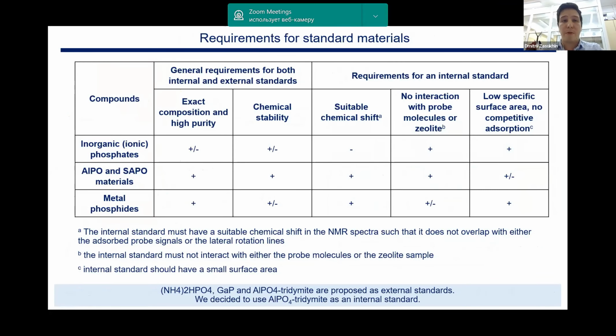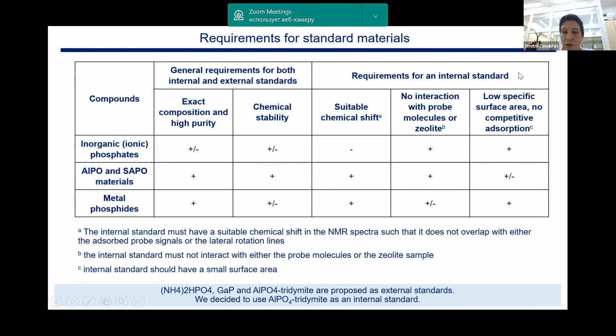To solve this problem, we first decided to use standards. As standard materials, we considered substances such as inorganic phosphates, AlPO and SAPO materials, and metal phosphides. We decided to independently use two versions of standard, external and internal. The external standard has very simple and general requirements: its stability and established composition, which means a known molecular weight. For an internal substance, additional requirements are necessary.